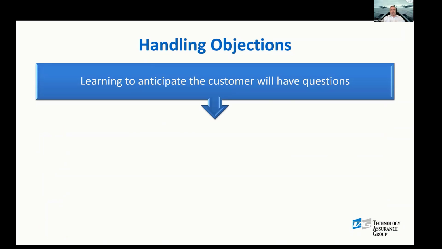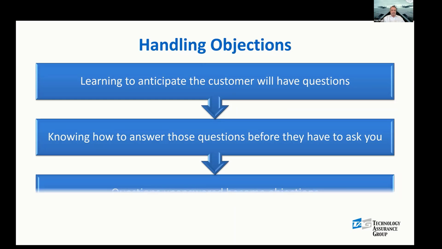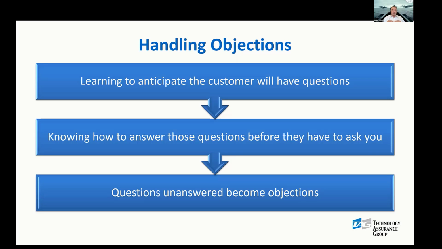Learning to anticipate the customer will have questions. That's a mindset that you have to realize: hey, what are the questions that they're going to have? And many times we'll put those questions in the customer's mind so that they think about it. And as they're thinking about it, we answer it before they ask it. Knowing how to answer those questions before they have to ask you is a key ingredient of having a well thought out process. And oh, by the way, if you have a well thought out process, it's a logical conclusion to that sale. Questions unanswered become objections.